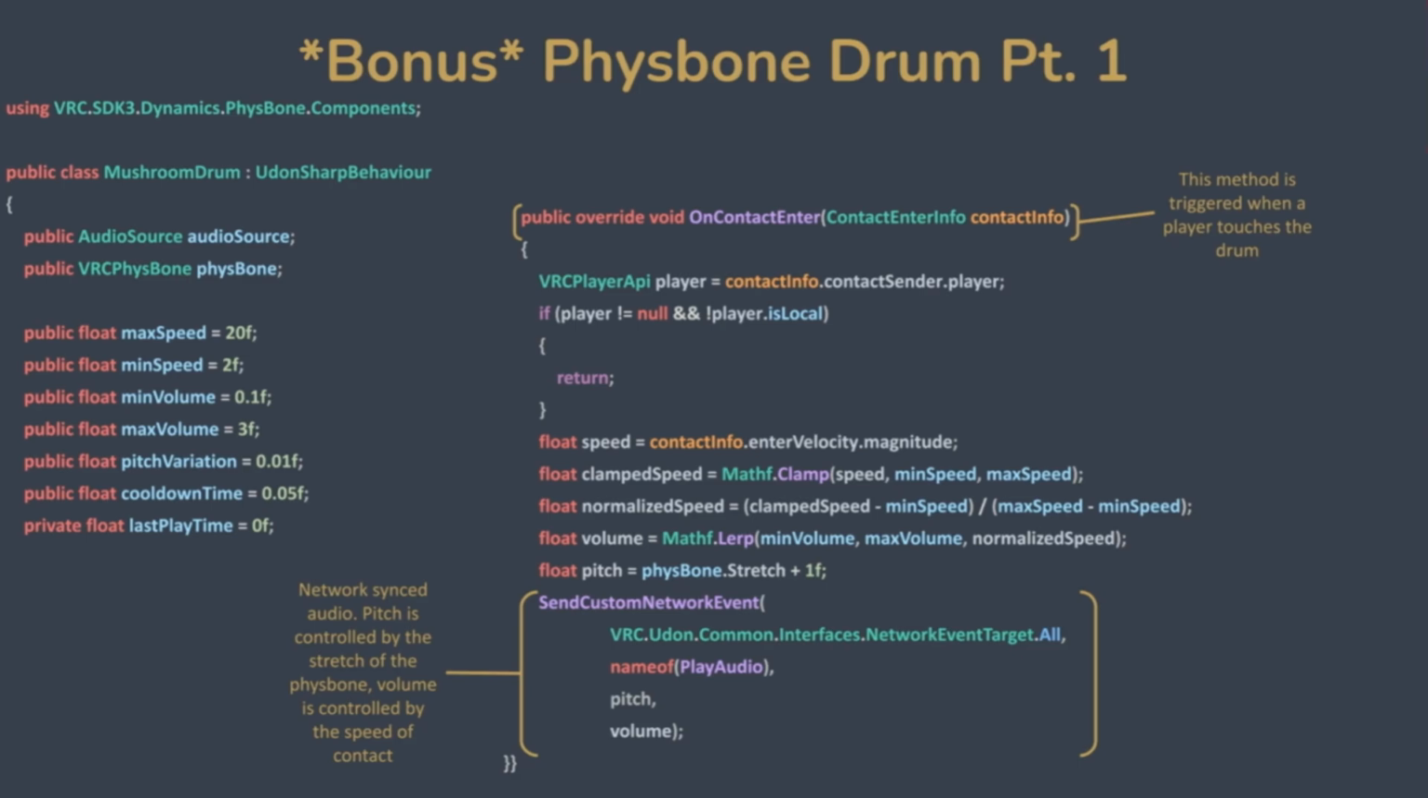The reason we do that is because we're going to linearly interpolate the volume between our minimum and maximum by that normalized speed. And then we have our pitch, which we're going to use as the stretch of our FizzBone, which starts at 0 plus 1. So pitch is 1 by default. You stretch the FizzBone, it's 1 plus stretch. Then we have our custom network event, which calls our play audio function, along with the pitch and the volume.